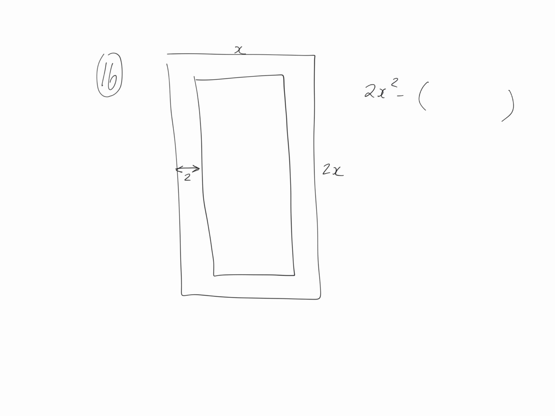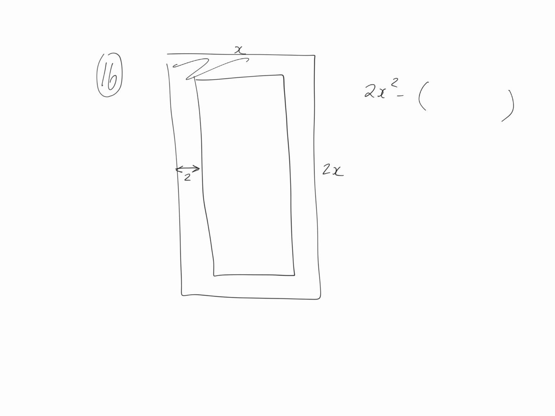Question 16 shows a frame. Looks about like this. And we have a length of x on the top. We have a length of 2x up and down, and a width of 2. And it gives us an expression for the area of the frame. It tells us that the area of the frame is 2x squared minus a bunch of stuff.